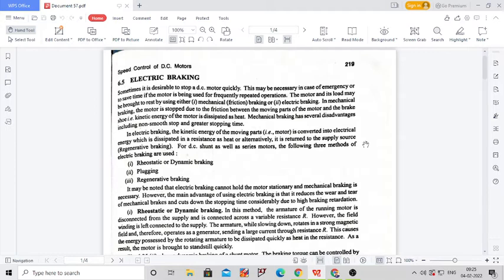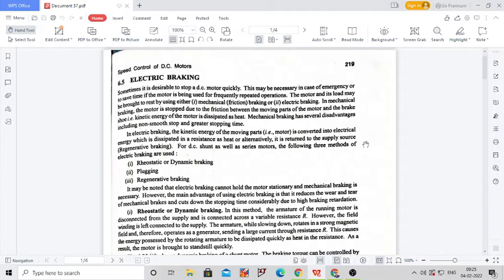Now there are certain disadvantages of mechanical braking. The braking is not smooth. Again, it requires a greater stopping time, so the stopping time for the rotating object is high. Again, there is continuous wear and tear between the brake drum and brake shoe, so we have to replace the brake shoe frequently if we apply continuous braking. Those are certain disadvantages of the mechanical braking technique.